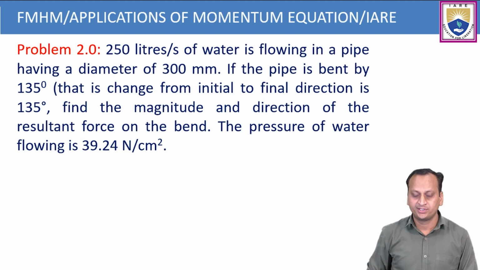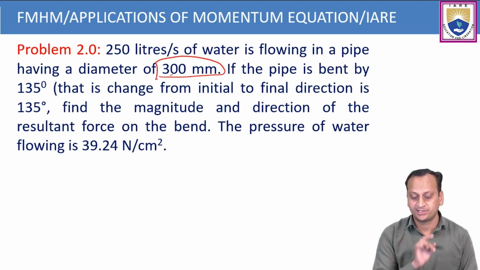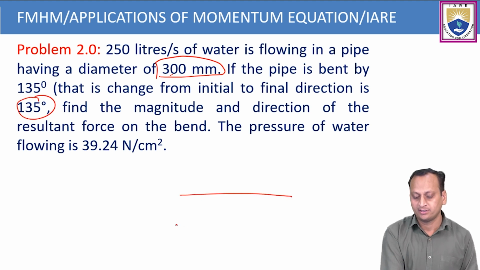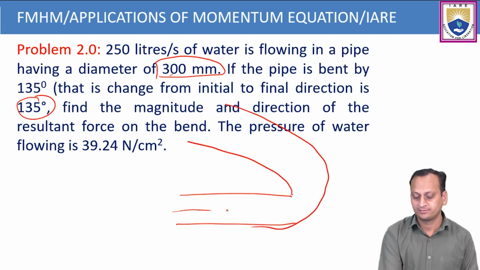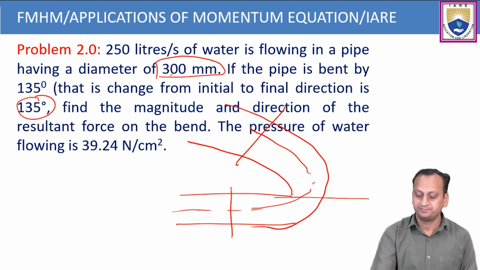Now another problem is given on a pipe bend, but here the difference is the diameter is the same, but the angle is different. So the angle is 135 degrees. The pipe can be drawn like this, 135 degrees. It will be moving like this. So section 1, section 2. Say this is 90 degrees, and this will be 135 degrees.